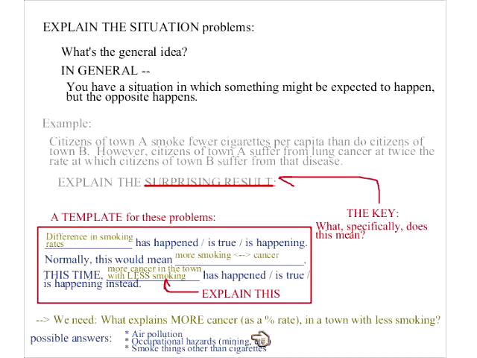Genetic predisposition could work if you were told that that was true in town A, for example, but not town B. Probably not as likely as the other cases we've seen mentioned here, because it's unlikely that you'd have a genetic predisposition in one town. But could be. I mean, if they gave you that information, it would work.